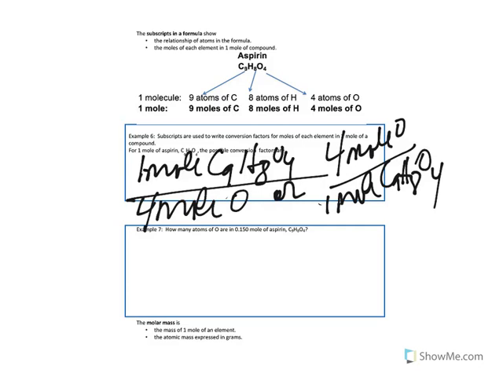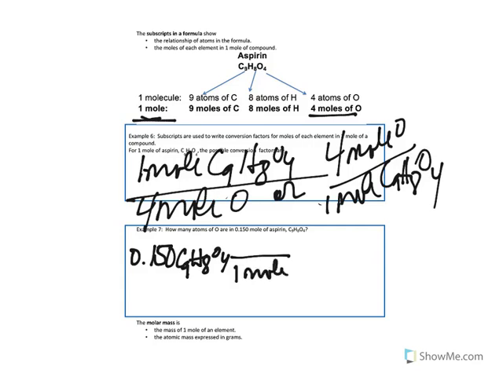How many atoms of oxygen are in 0.150 mole of aspirin? Well, first, what do we have? We have 0.150 mole of C9H8O4. What do we know from here? We want to get atoms of oxygen. We know moles of aspirin. In order to pull out the atoms of oxygen, we need to look at the relationship between moles of oxygen and moles of molecule. Then we can look at the relationship between moles and atoms. 1 mole of aspirin has 4 moles of oxygen.